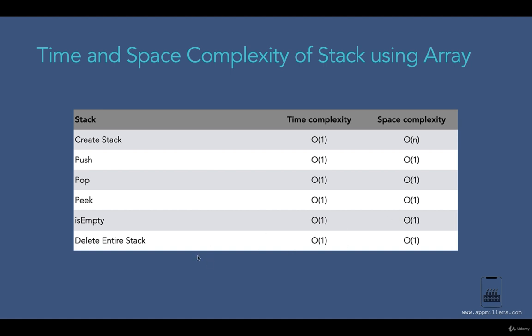Finally, the last operation is delete entire stack. When we are deleting entire stack, we are just setting array to null. So we are just deleting all the contiguous cells from the memory in case of using array. So that's why this takes O(1) time complexity, and the space complexity is also O(1) because we are just deleting all the contiguous cells from the memory. So that's why the space complexity will be O(1).